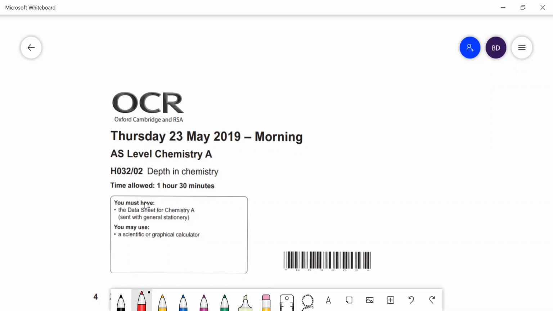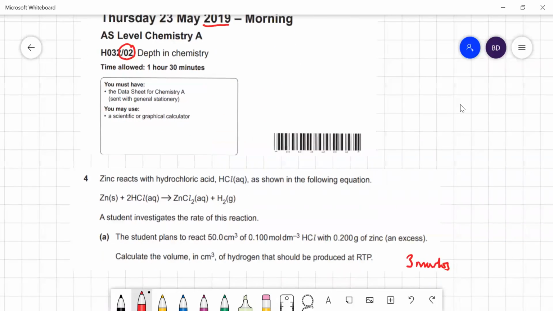In this video, I'm going to go through OCR AS-level Chemistry. This is paper 2, and this is the 2019 paper. This is the second half of the paper. I did the first half in an earlier video.